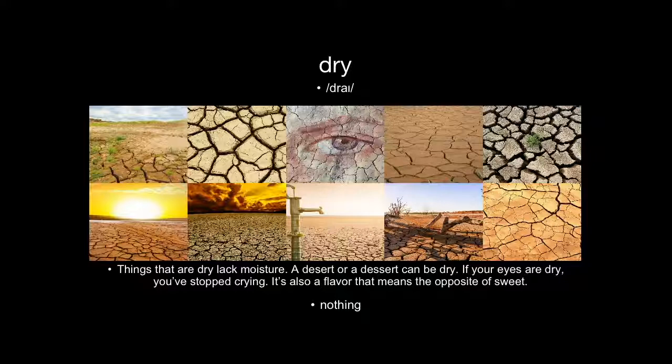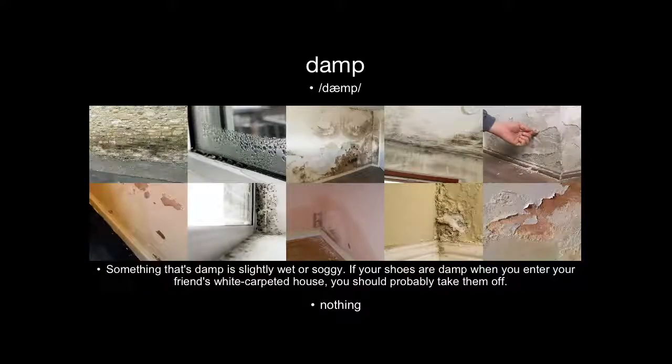Dry. Things that are dry lack moisture. A desert or a dessert can be dry. If your eyes are dry, you've stopped crying. It's also a flavor that means the opposite of sweet. Damp. Something that's damp is slightly wet or soggy. If your shoes are damp when you enter your friend's white carpeted house, you should probably take them off.